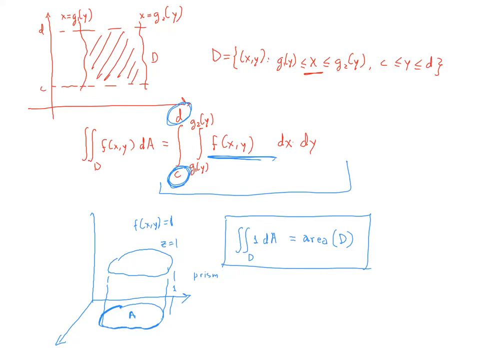So let's begin with a couple of examples that involve just the consideration of the domain. And you know what? Let's start with the unit disk. So the unit disk has as its boundary x squared plus y squared is equal to 1. And let's say that this is the domain D.